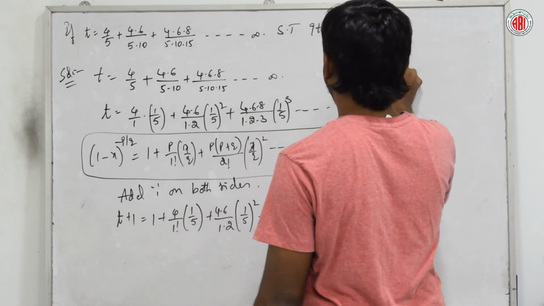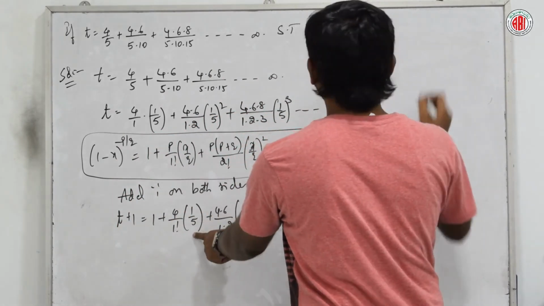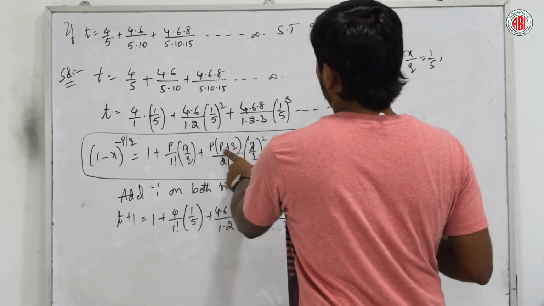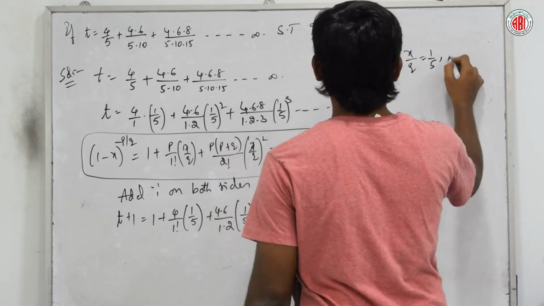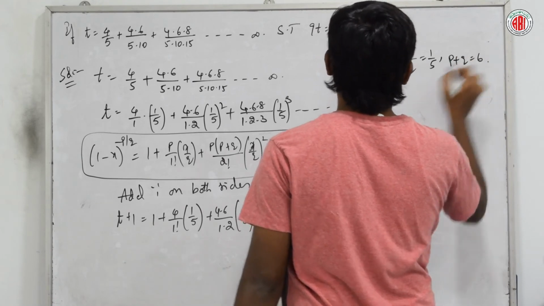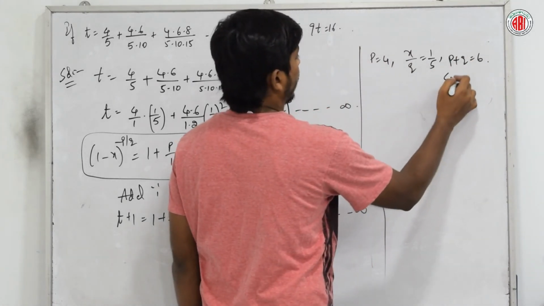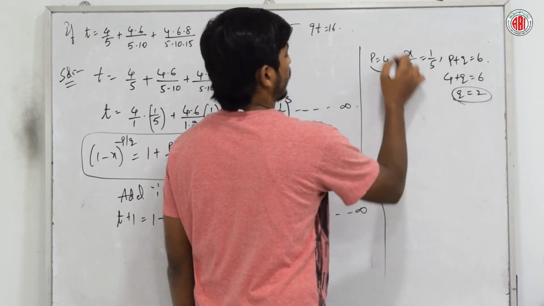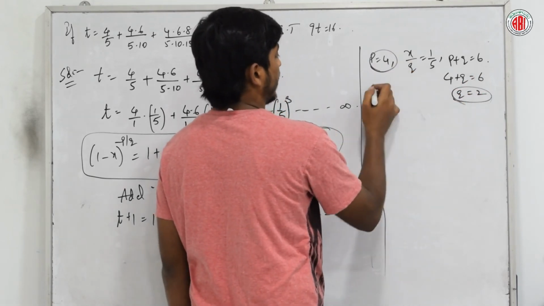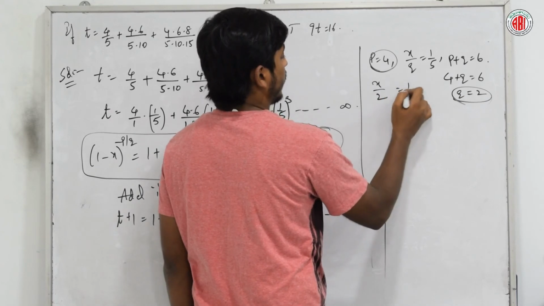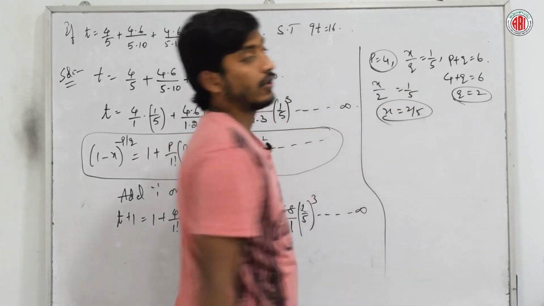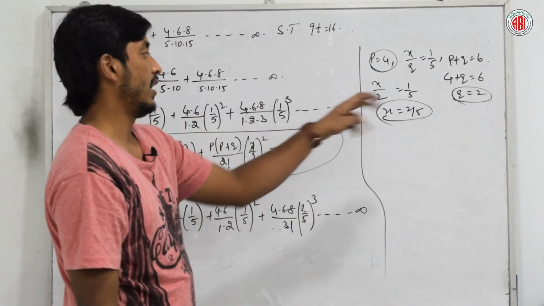P is 4. What is x by q? X by q is 1 by 5. What is p plus q? Is 6. Done. Let us substitute 4 here. 4 plus q is 6. Q is 2. P is 4. Q is 2. What about this? X by 2 is equal to 1 by 5. X is equal to 2 by 5. We got the value of x, p, q.